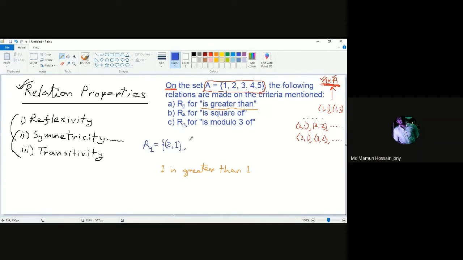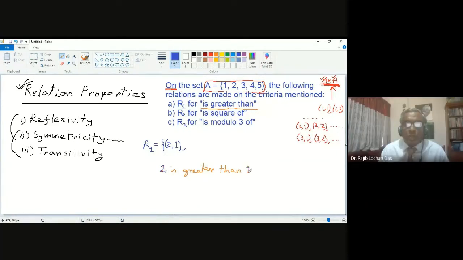2 comma 3? No. You can take 3 comma 1, yes. Then 3 comma 2. So 2 comma 1 is acceptable. Then finish, then go with 3.